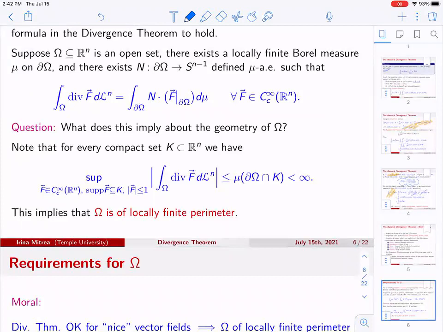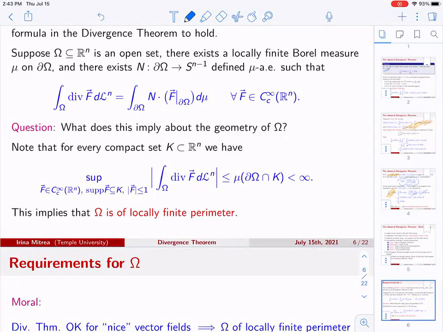And this divergence-like formula holds for any C infinity vector field which is compactly supported in Rn. Okay? Let's see what this mere assumption, that we have this formula, the existence of this measure and of this boundary vector n, implies on the domain omega.